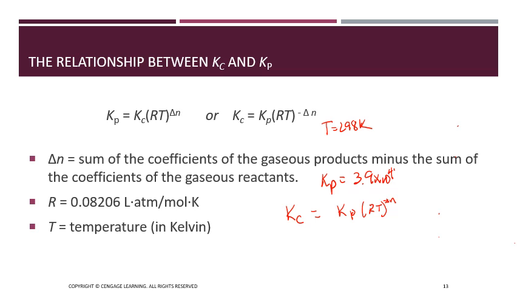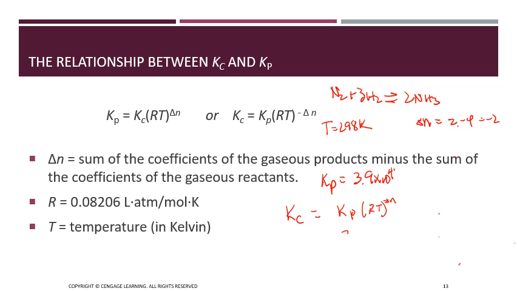For our reaction, again, we had N2 plus 3H2 forms 2NH3, so my delta N would be equal to 2 minus 4, or a negative 2. So 1 plus 3 gives me the 4. So reactants is 4, products 2. So 2 minus 4 gives me a negative 2.